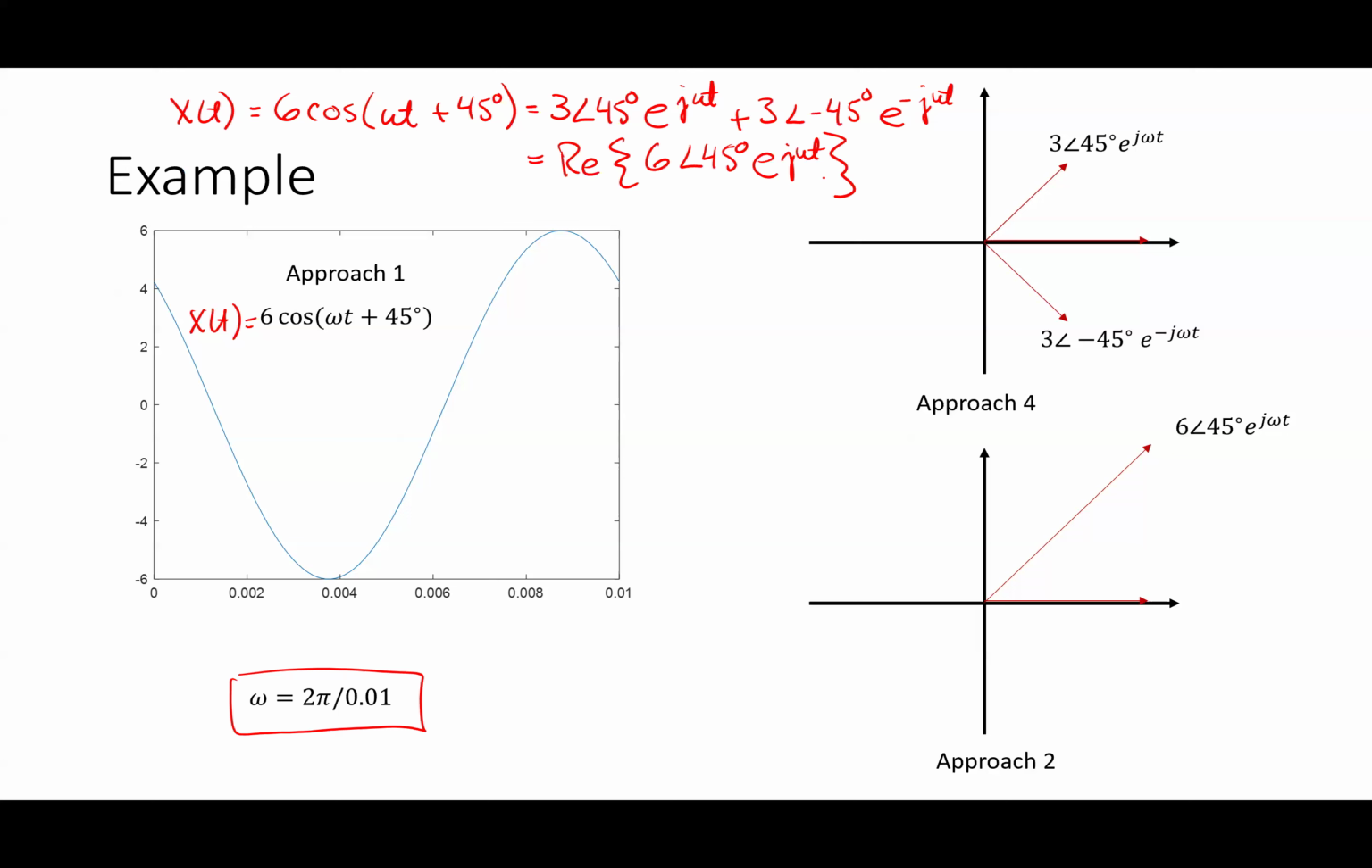What are the 2 vectors that I drew? There's one here and one there. What are those? So this is approach number 2. This is the complex plane. This is the real axis, and this is the imaginary axis. What have I drawn there?